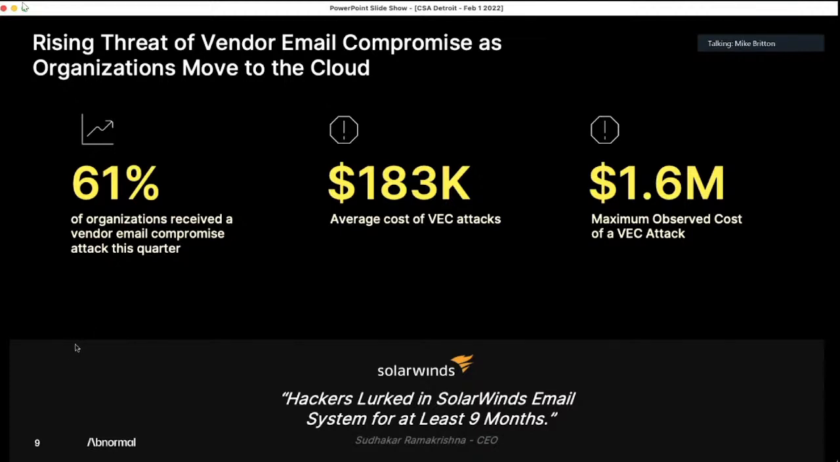From our research, we've seen 61% of organizations receive at least one vendor email compromise attack in a quarter. The average cost of a vendor email compromise is $183,000. And the largest one that we've observed is a $1.6 million loss. And then I love to throw in the SolarWinds quote there, because even though SolarWinds ultimately was a different type of attack, the tip of the spear was still an email issue, where they ultimately compromised their environment through a phishing email.